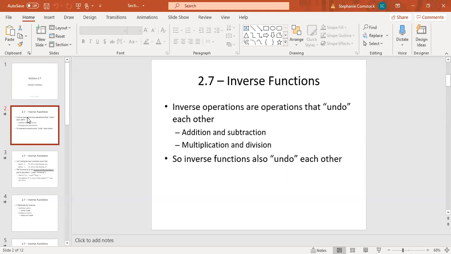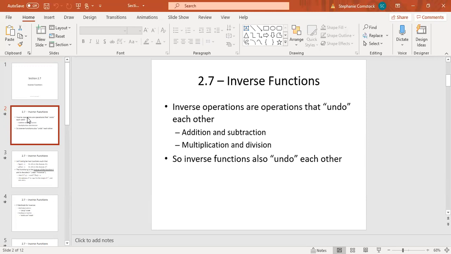Now the inverse functions, or inverse operations first off, are just operations that undo each other. Think add and subtract. Pick your favorite number, add 3 to it, now take that answer and subtract 3 from it. You're right back where you started. We can do it in reverse as well: subtract 3, then add 3, and you're right back where you started. That's the idea of inverses: they undo what something else did.